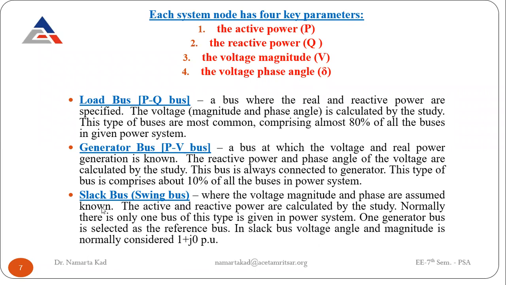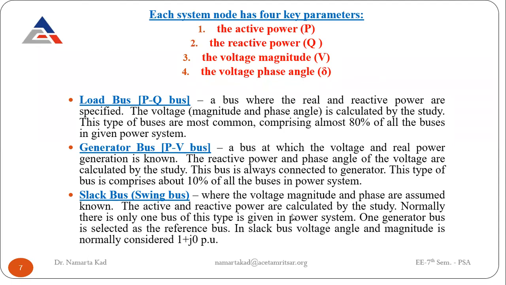And next is the slack bus or swing bus, where the voltage magnitude and phase angle are assumed known. So in the swing bus, voltage magnitude and phase angle are known, and the unknowns are active power and reactive power. These two are not known to us, and the other two are known.